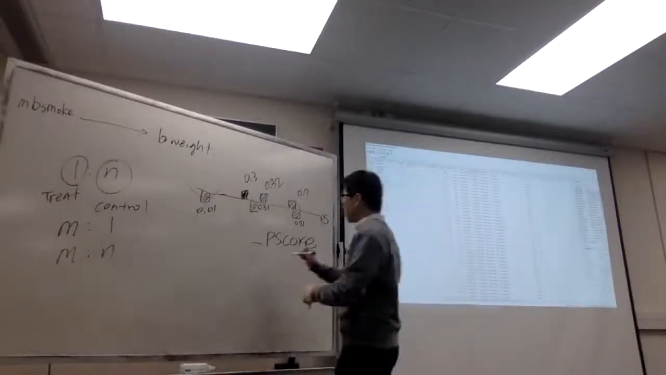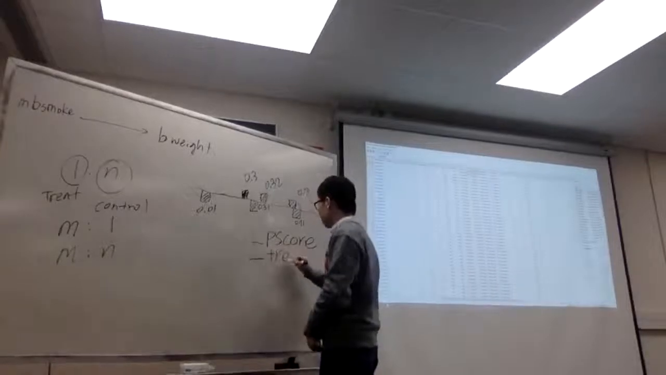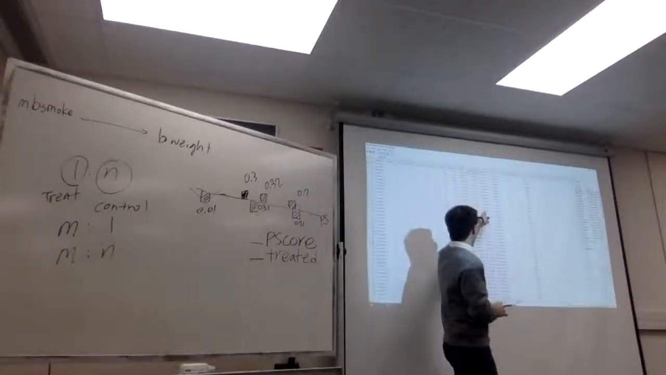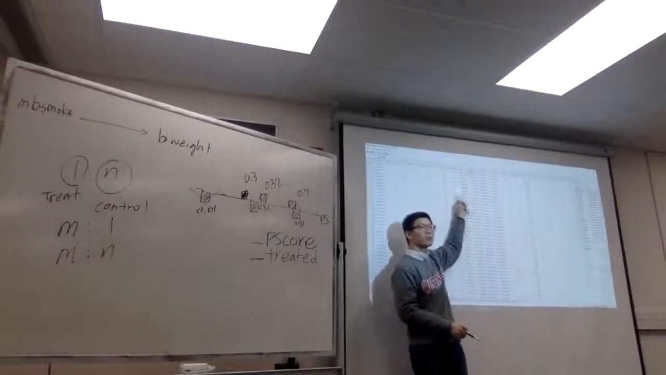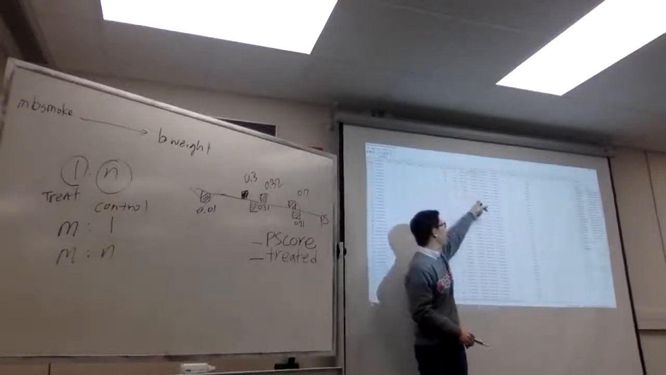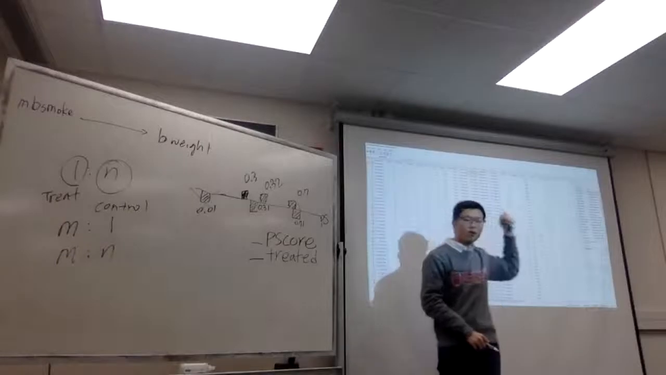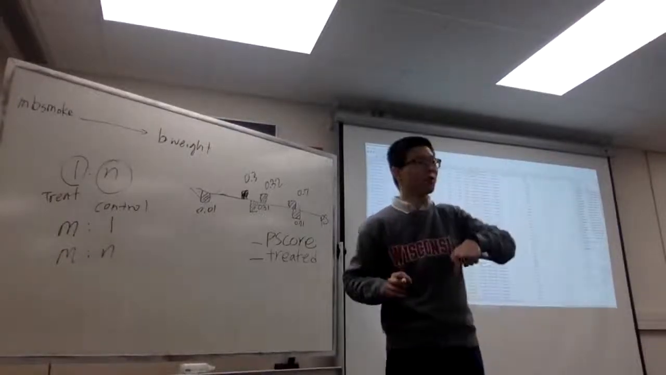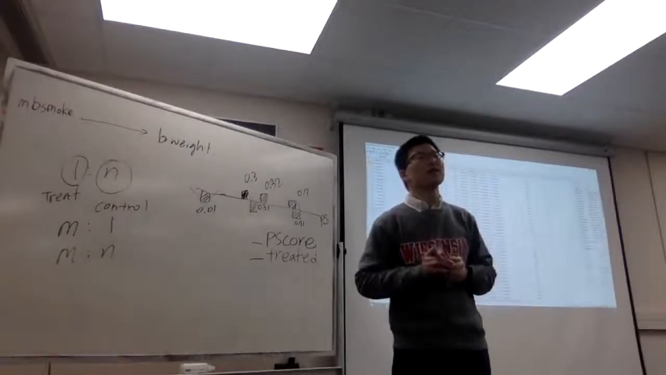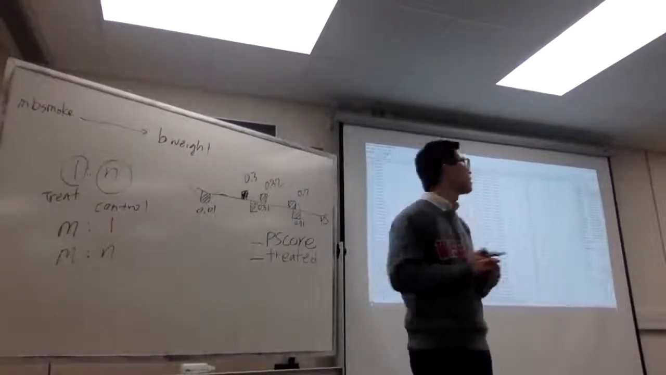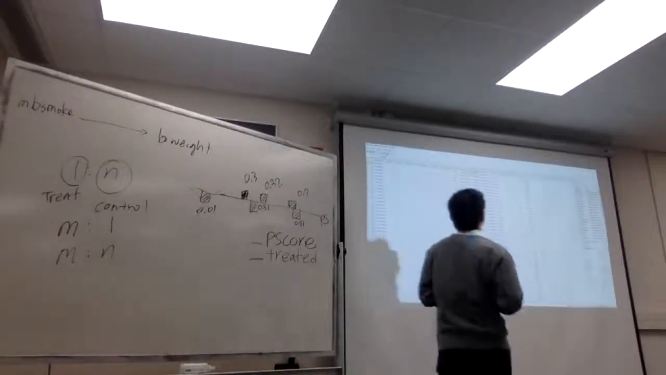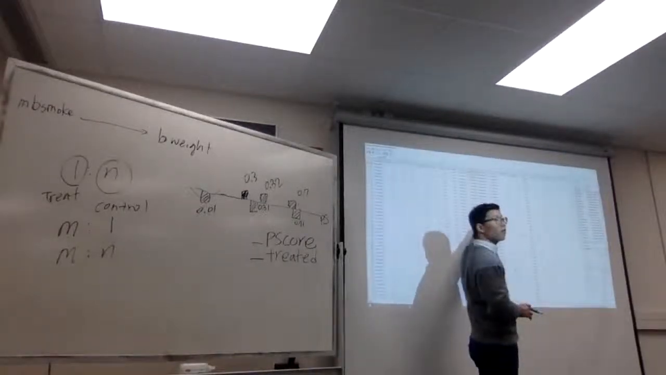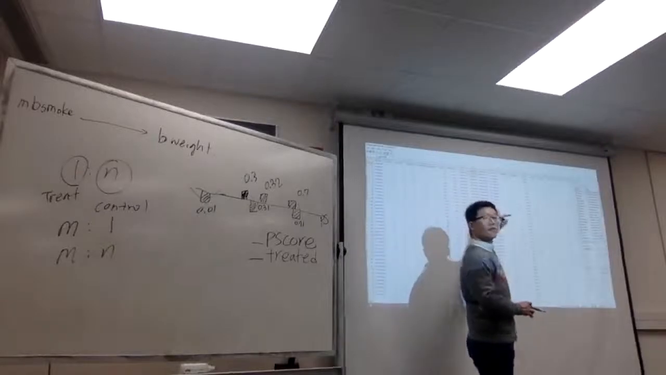And treated is 1 when this person is a smoker, and untreated is 0 when this person is a non-smoker. So there's a lot of non-smokers, but there are some smokers.